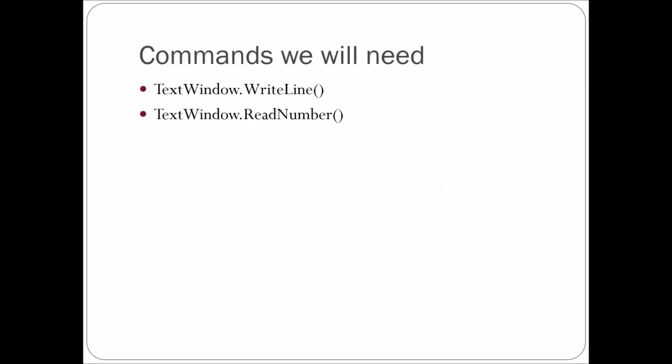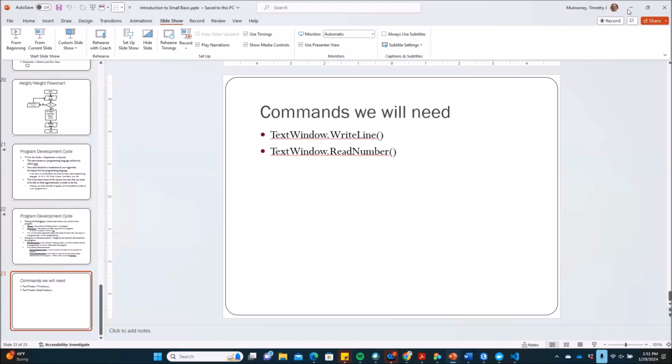We're going to do those because we have things called TextWindow.Write and TextWindow.Read. The text window is just the window that we write to. And TextWindow.ReadNumber reads numbers, so we just have to make sure it's positive or negative. We can look at if statements with those, and I think we get to those conditionals later.